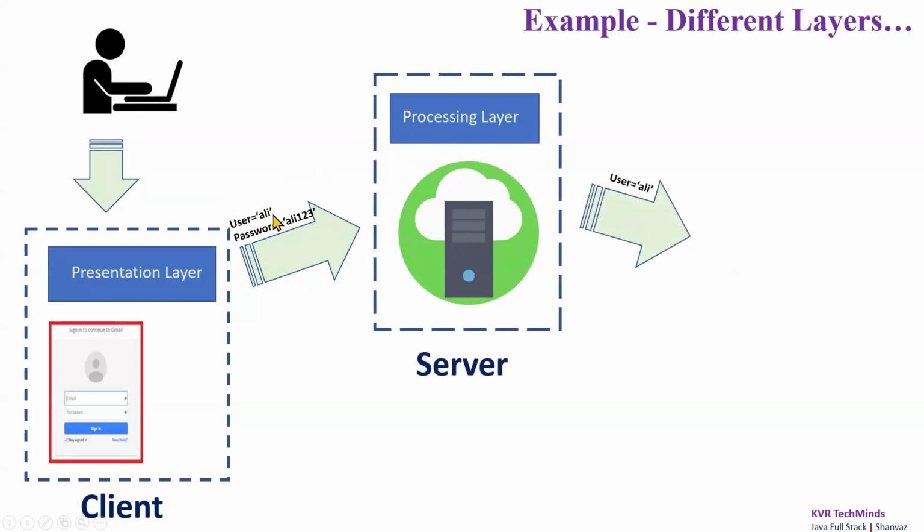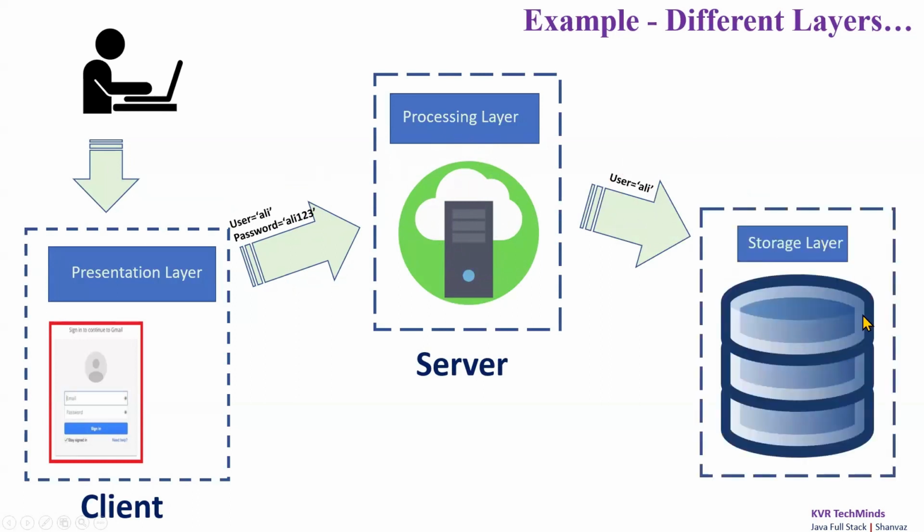So the processing layer will take the user ID and send it to the server database. It will ask, boss, can you please give me the password for a given user ID Ali? It is asking for details from the database. The database will return this information to the server: for a given user ID, Ali123 is the password. Now the processing layer takes this input and the data stored in the database, and compares both.